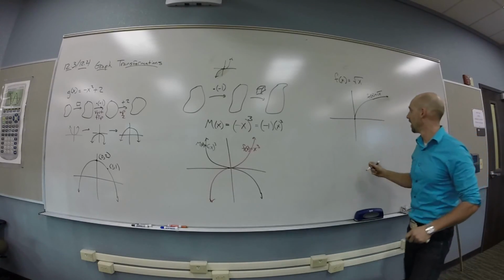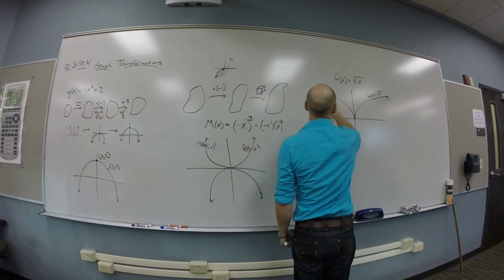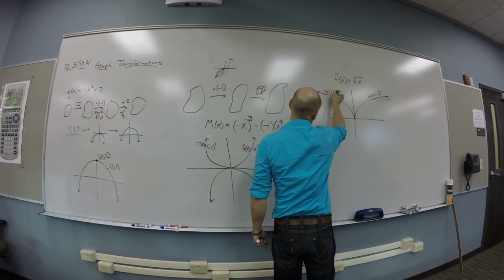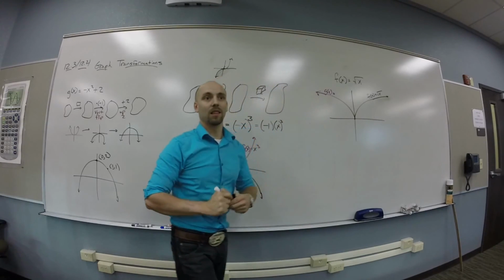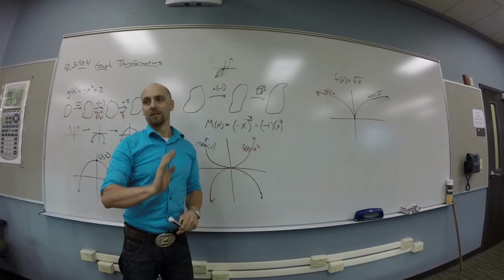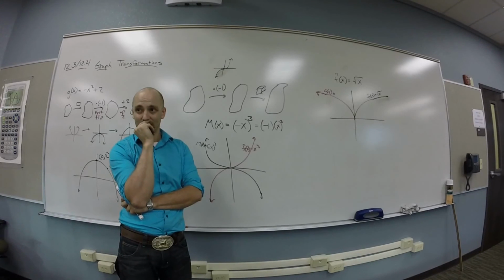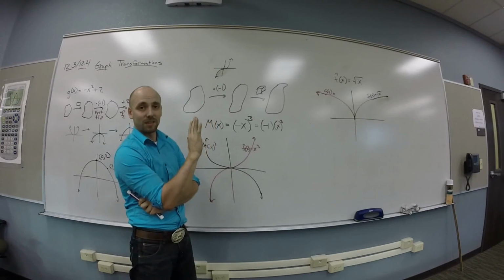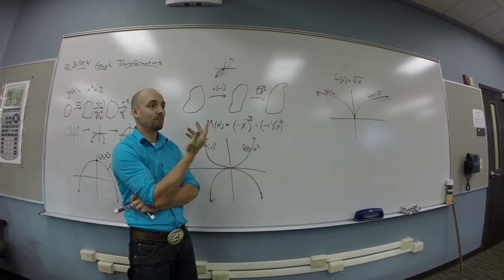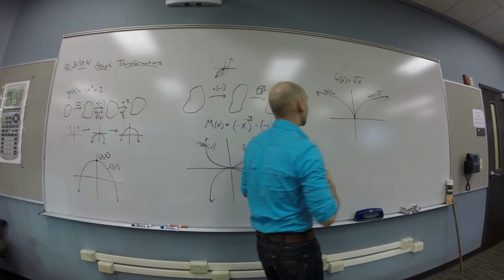How do I get this one? Let's call this one g of x. Is that a horizontal or a vertical flip? Horizontal. See that? That's the one over the y-axis, so that's a horizontal flip. So that's g of x is the square root of negative x.